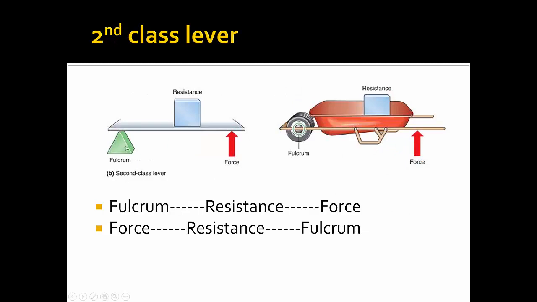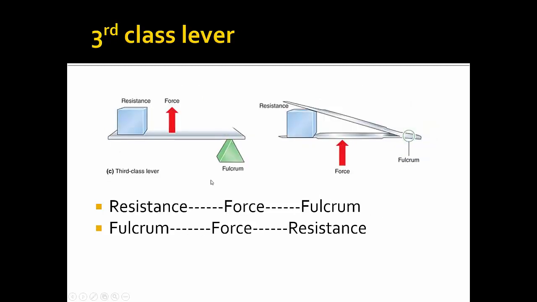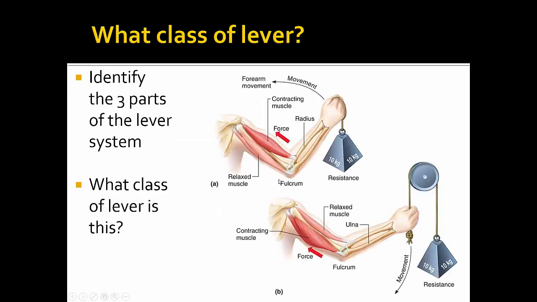In the second-class lever, you have the resistance in the middle, the fulcrum and force on either end. Like a wheelbarrow, fulcrum here, lifting the handles would be the force, the resistance, what you're carrying, is in the middle. In a third-class lever, you have the fulcrum on one end, the force in the middle, and the resistance on the other end. So third-class, force is in the middle, like a pair of tweezers. Fulcrum on one end, force in the middle, moving against resistance.